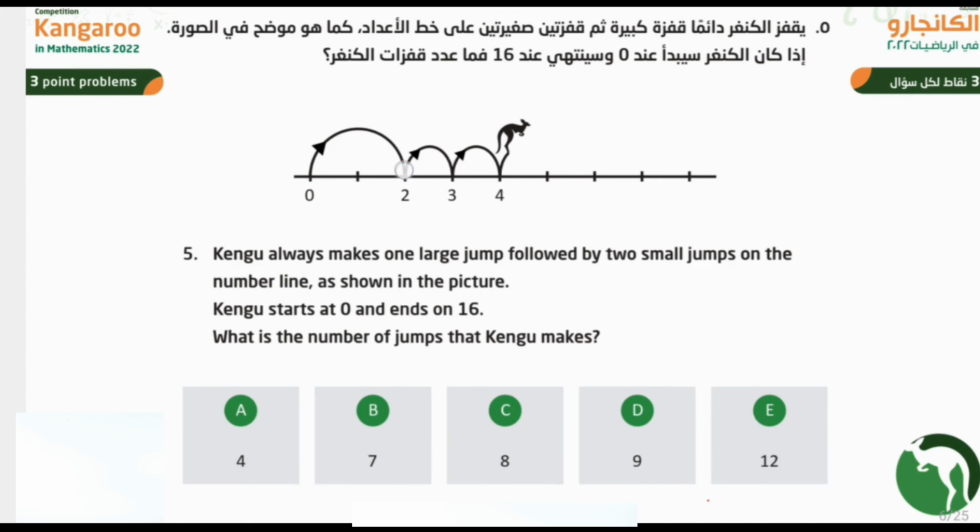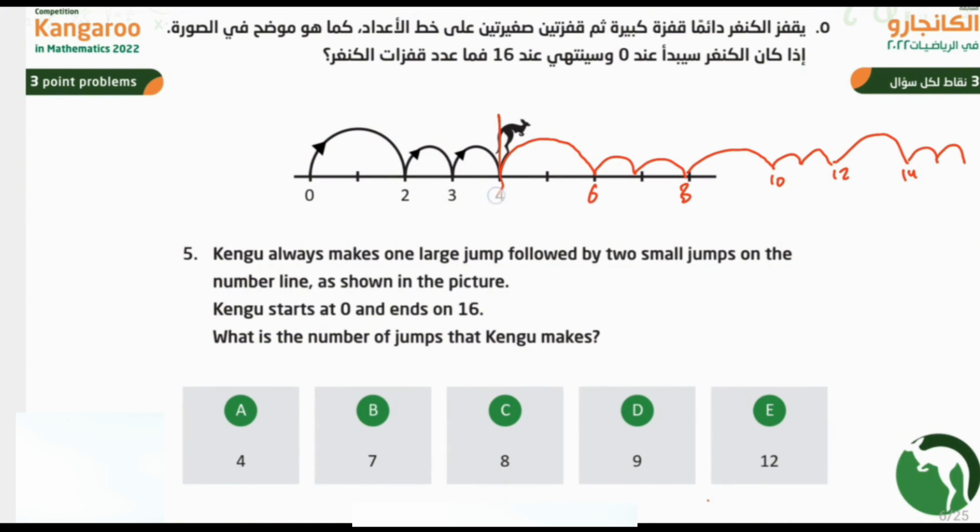So each 3 jumps, he crosses 4 numbers. So now, let's continue here. We will continue to here numbers. We will have here 6, and then 7 and 8. So here we have 8. And then we will have 10, and then 11 and 12. And then we will have 14, and then 15 and 16.